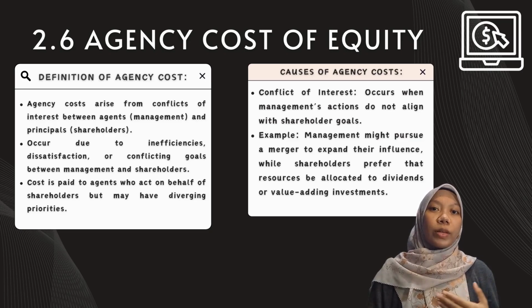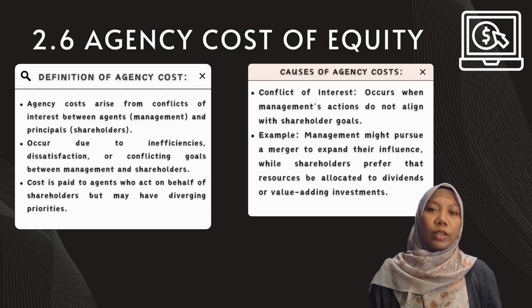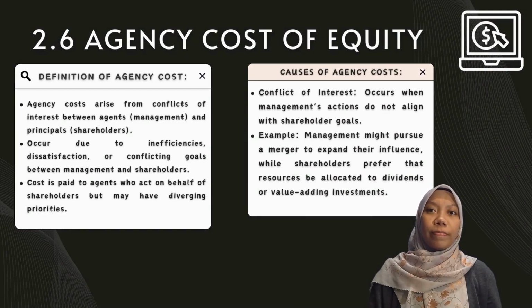Agency costs always happen because of this conflict of interest. For instance, let's say the management wants to pursue a merger that increases their power and control, but shareholders prefer they use that money to pay dividends or invest in higher return projects. When there is this kind of tension of conflicting priorities, agency costs arise because resources are not being used in a way that maximizes shareholder value.